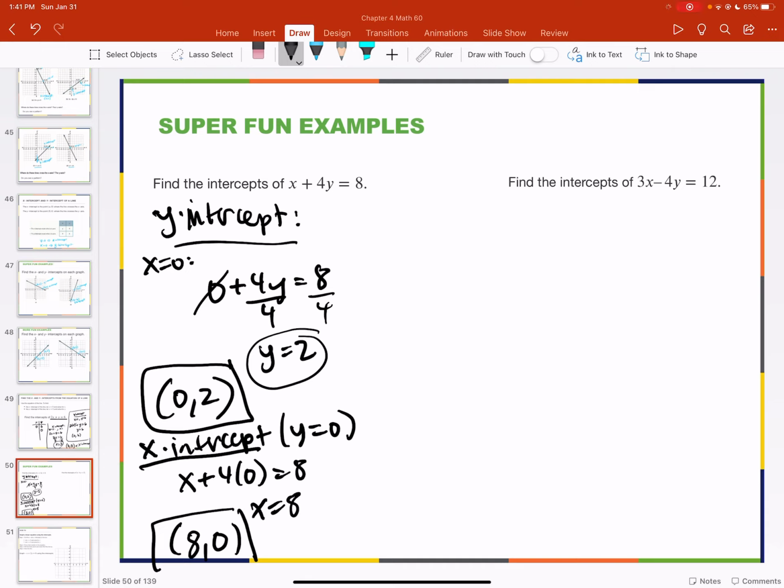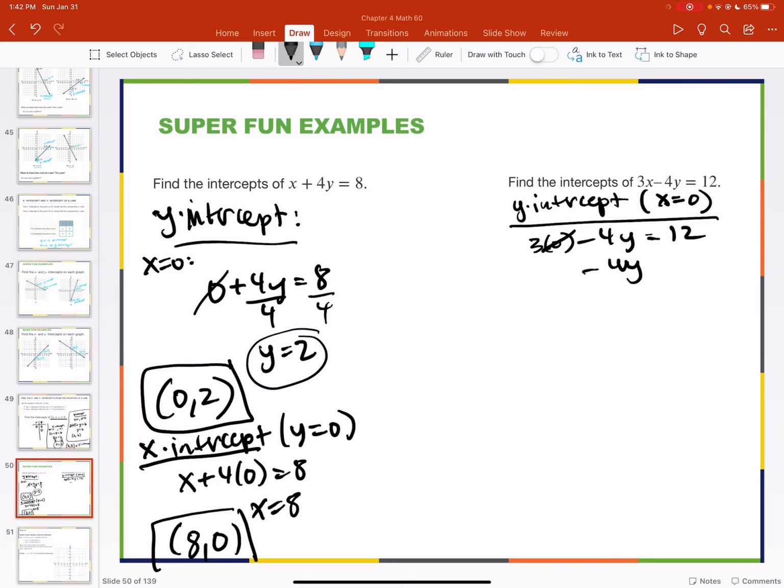Okay, so that's another thing. And so what about this one? So let's find the y-intercept. In other words, we let x equal 0, right? So then that's going to be 3 times 0 minus 4y is equal to 12. So this becomes 0 minus 4y is equal to 12. Divide by negative 4. We get y is equal to negative 3. So your final point is 0, comma negative 3.